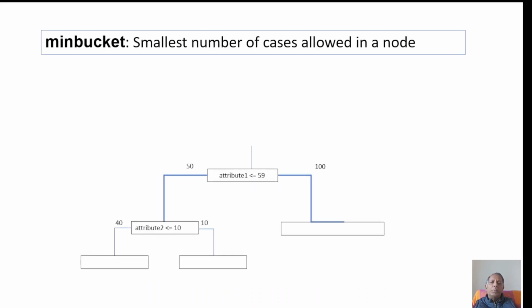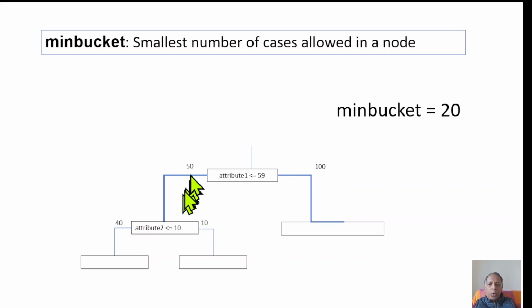The other criterion is min bucket, which says don't produce a node which has less than min bucket cases. Let's say we set our min bucket at 20. Once again, the initial 150 cases are coming in. The computer figures out that the potential split is attribute 1 less than 50. If you do that split, you end up with 50 and 100. Now 50 and 100 are both bigger than min bucket. So this split doesn't create a bucket which is less than 20, because the buckets it creates are 50 and 100. So go ahead, split.